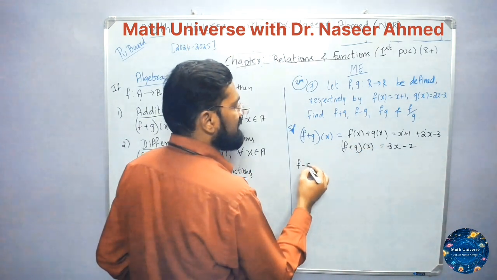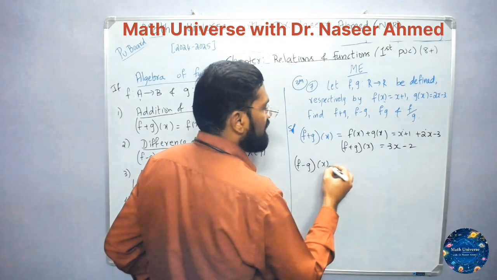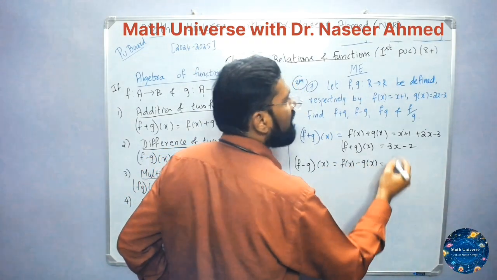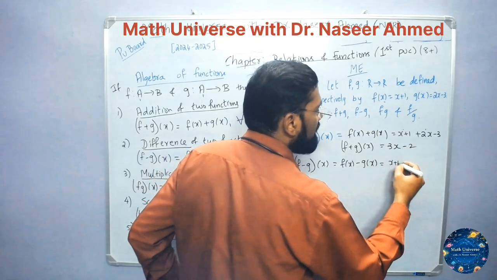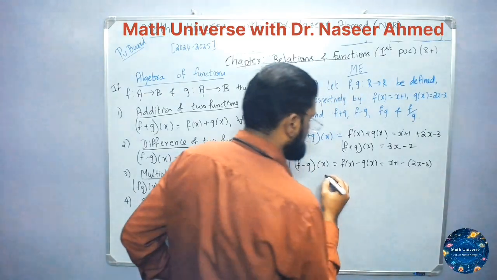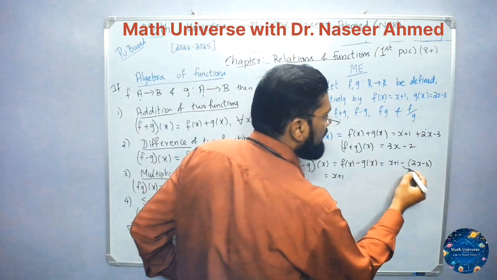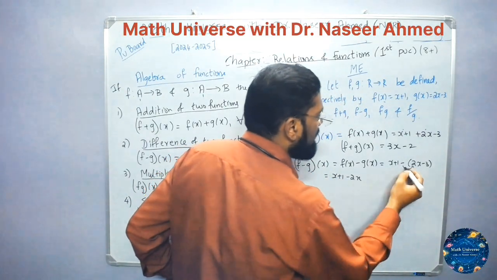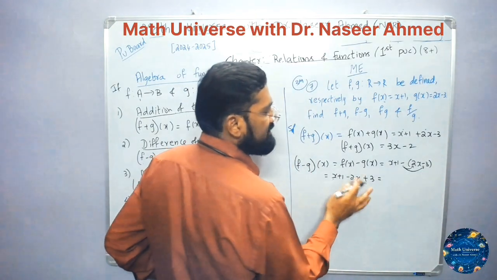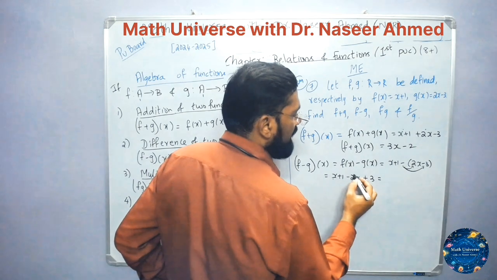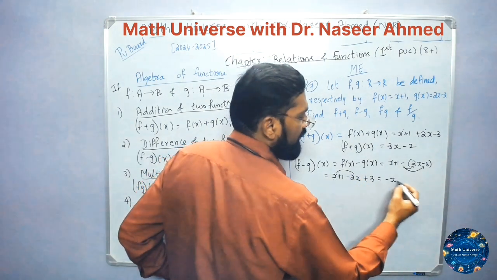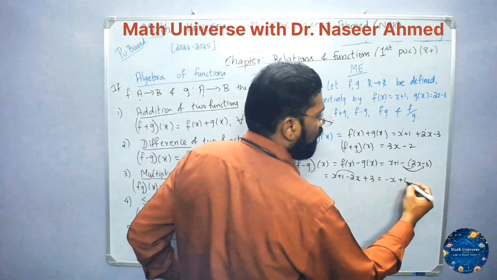Second part is f minus g of x. So this will be f of x minus g of x. What is f of x? x plus 1. Then what is g of x? 2x minus 3. Let's simplify this. x plus 1. Minus into plus is minus 2x. Minus into minus is plus 3. So what is minus 2x plus x? This is my x term. So it will be minus 2 plus 1, which is minus 1, into x. Then 1 plus 3 will be 4.